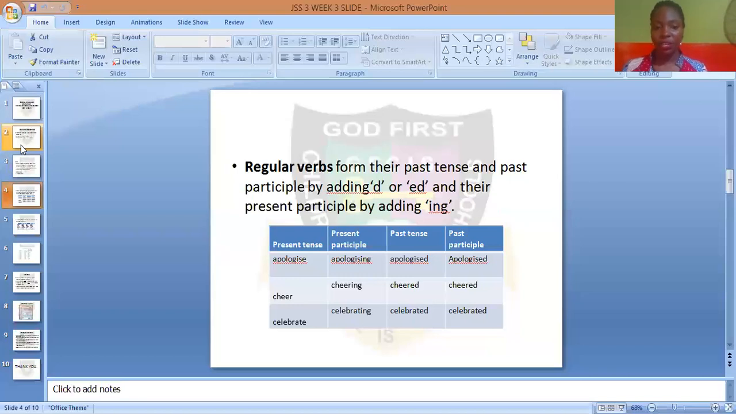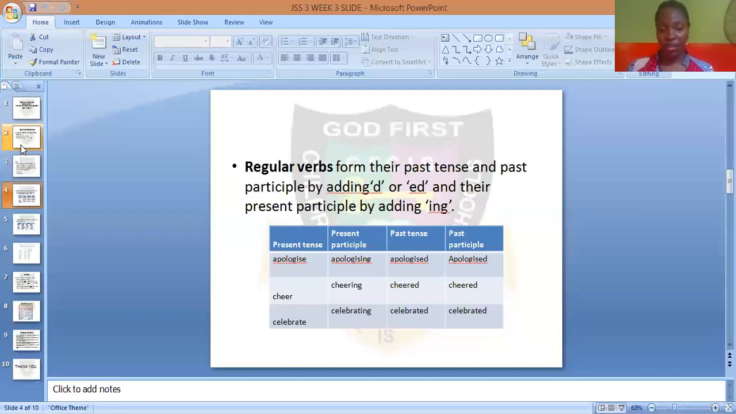Cheer. This is another word, cheering. The present participle is formed by adding ing. Now take note, this word cheer does not end with the letter E or a vowel. It ends with R, which is a consonant. So to form the past tense, it becomes cheered. So ed is added, and the past participle is also cheered.